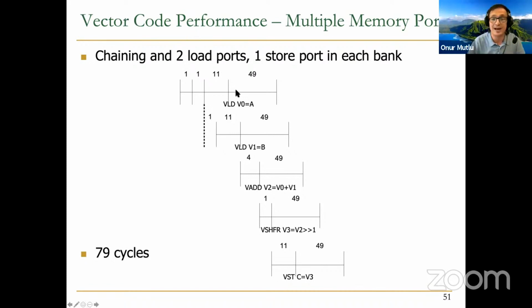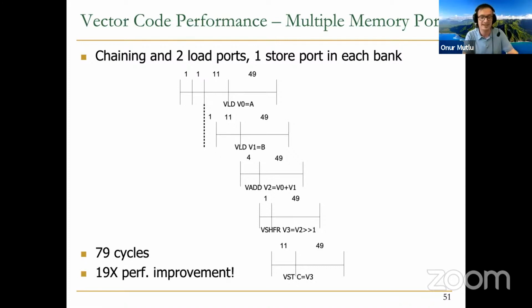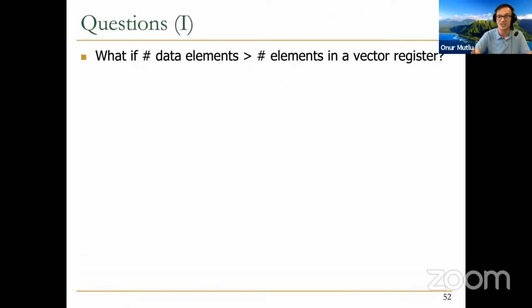Why does vector load have 2 ones? Remember, these ones are not vector load. These ones are the scalar instructions, setting the vector length and vector stride. Keep that in mind. They were present in all of the figures, but I just didn't annotate them over here. Okay, so 79 cycles, that's a 19x performance improvement compared to 1504 that we saw earlier. That's a very large performance improvement, and that shows you the power of a vector machine.